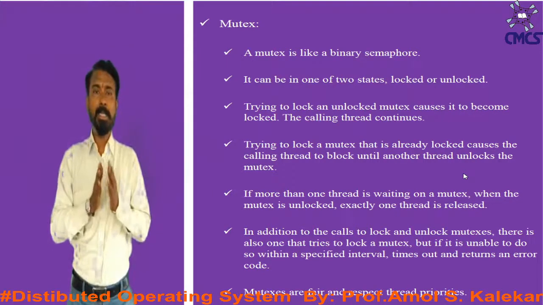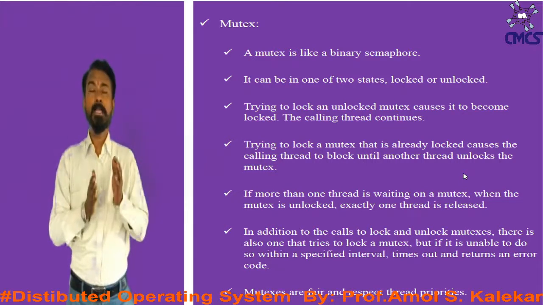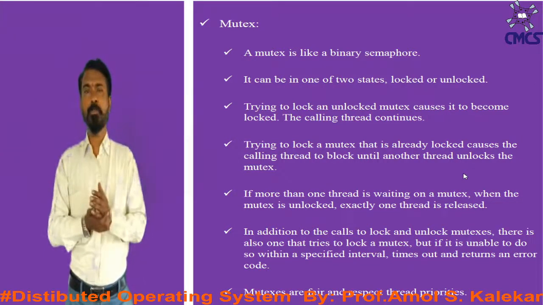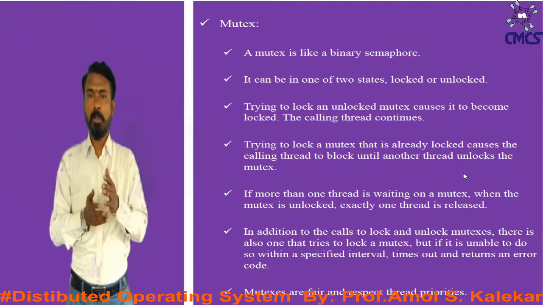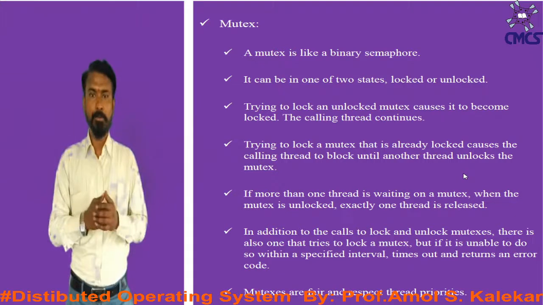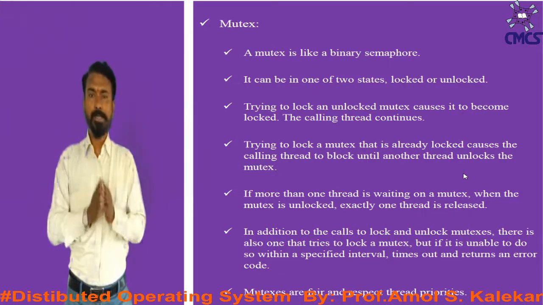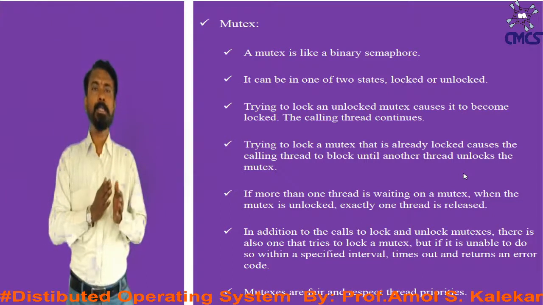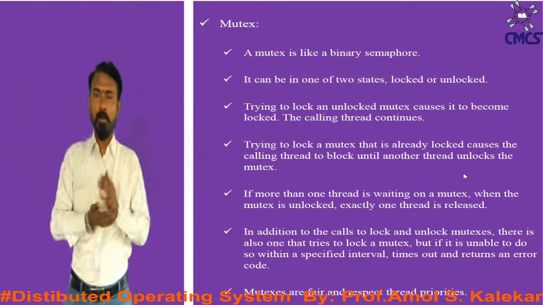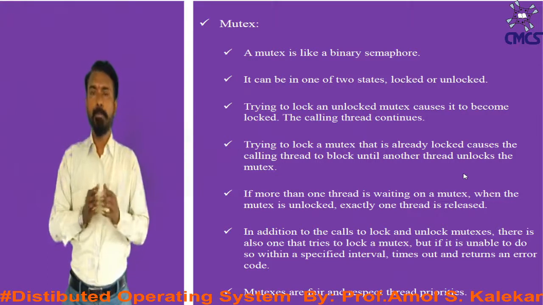A mutex is like a binary semaphore. It can be in one of two states, either locked or unlocked. Trying to lock an unlocked mutex causes it to become locked, and the calling thread will continue. Trying to lock a mutex that is already locked causes the calling thread to block until another thread unlocks the mutex. If more than one thread is waiting on a mutex, when the mutex is unlocked, exactly one thread will be released.